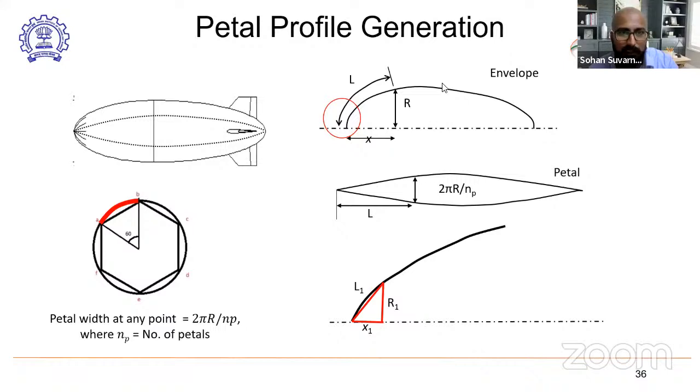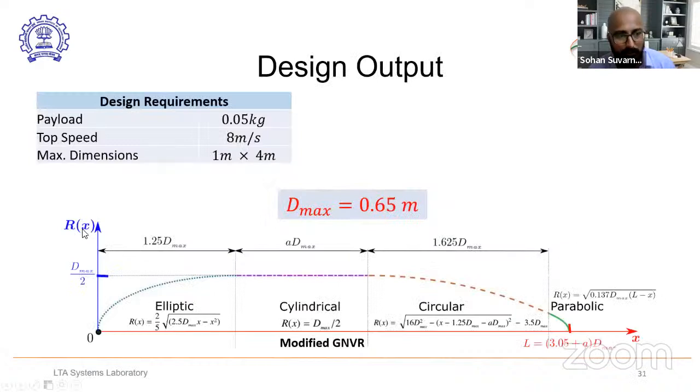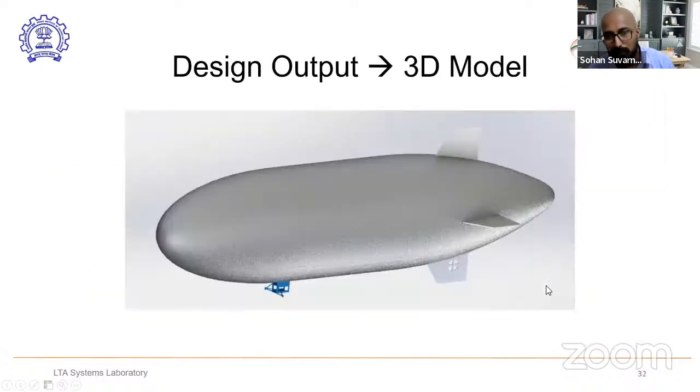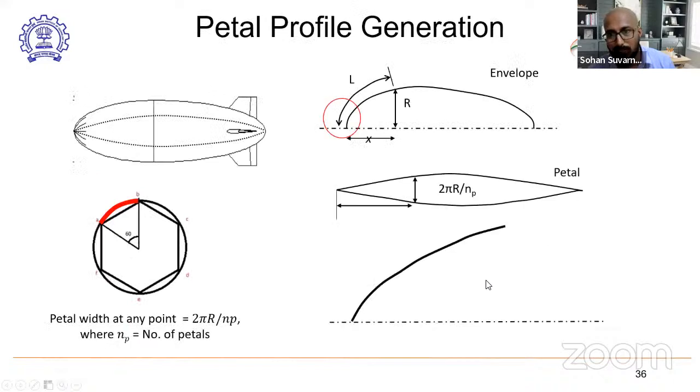There is a question by Shravan: the width of the petal isn't constant throughout the length of the airship. Yes, it is not. You can see it clearly from the second image here. It's going to be changing everywhere, because R also changes. If you go back to the equation, R of X, you have these different equations, and obviously for the petal also you have different ones. Basically, you have different widths along the length.